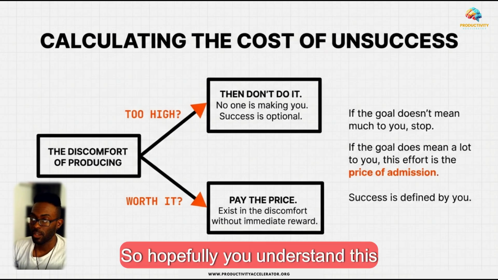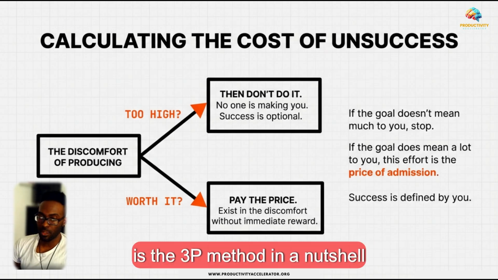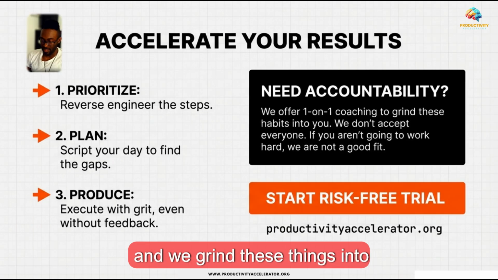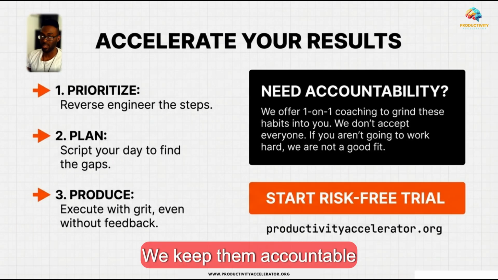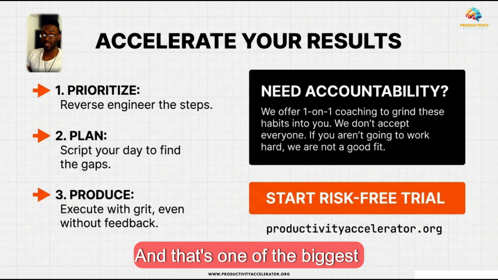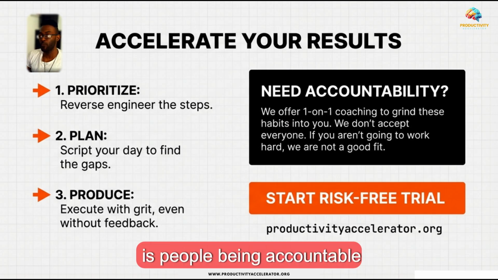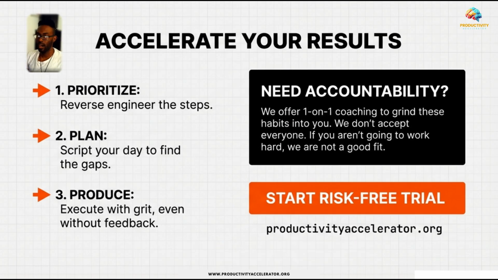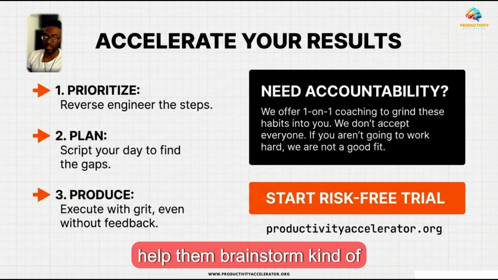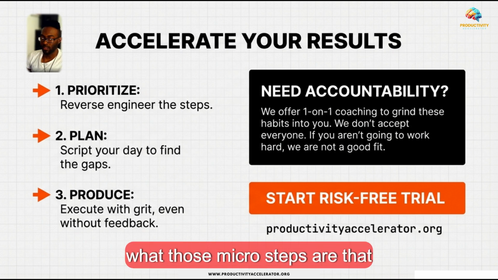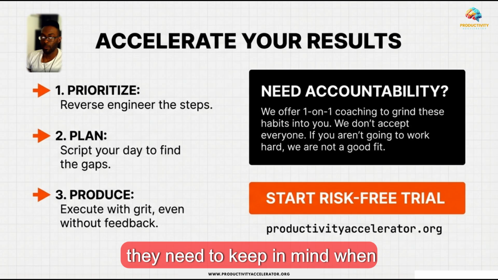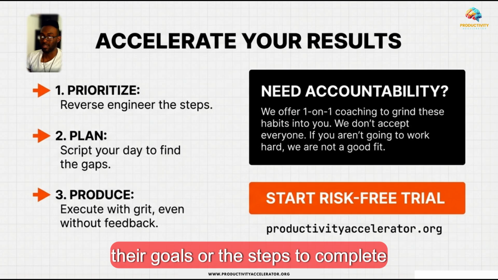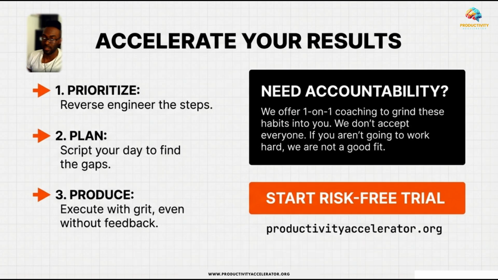Make sense? So hopefully you understand this. This is the 3P method in a nutshell. Like I said, we do one-on-ones with people and we grind these things into them. We make sure that they're actually producing. We keep them accountable. And that's one of the biggest contributors to success as well, is people being accountable. I talked about that in the last module. But we help them with things like this as well. Help them brainstorm kind of what those micro steps are that they need to keep in mind when they're trying to prioritize their goals or the steps to complete their goals to achieve success. We help with all of that.